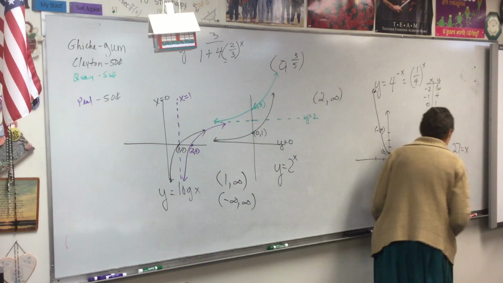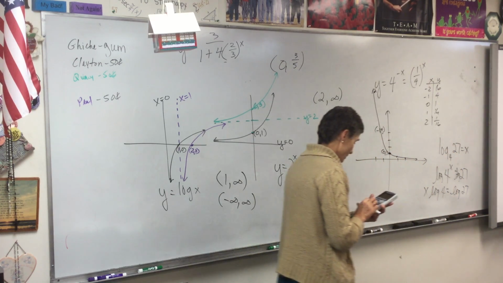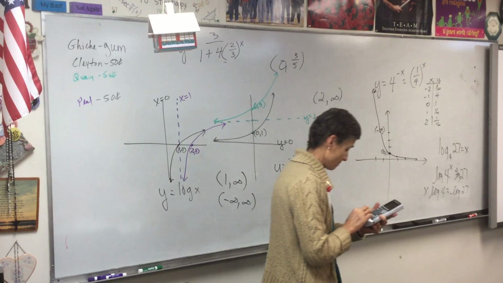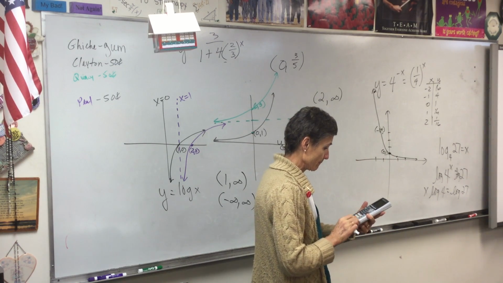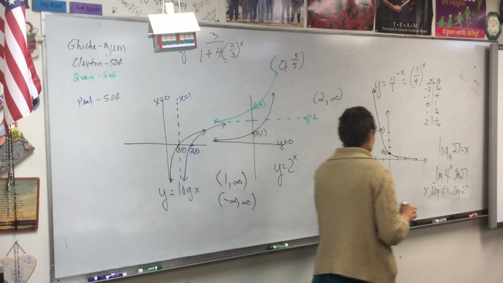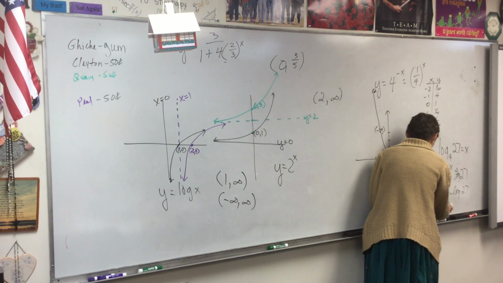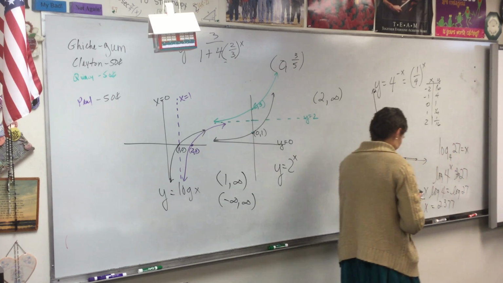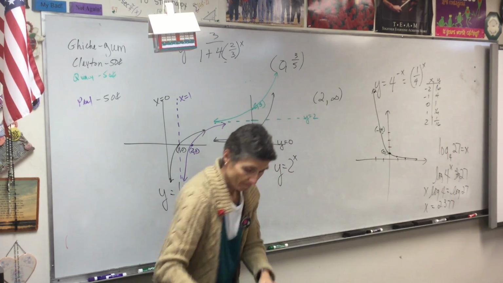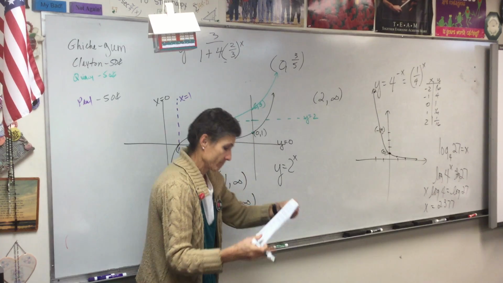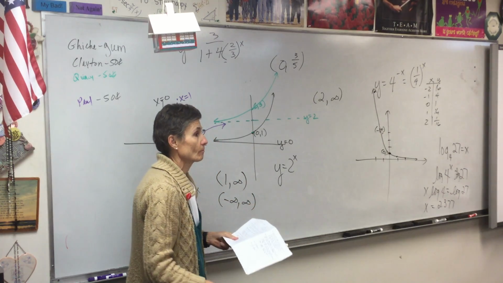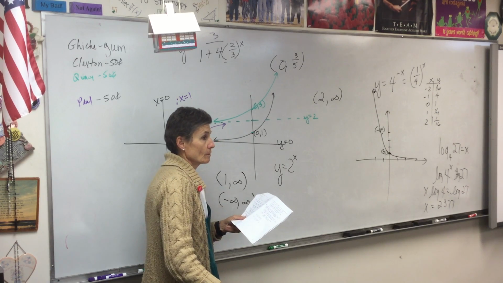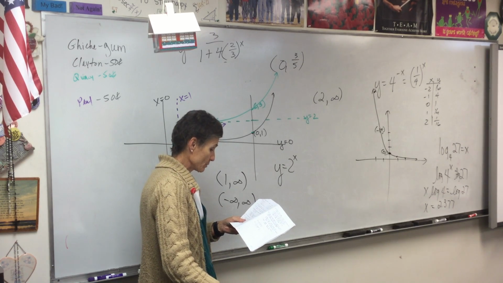So what are you going to end up typing into your calculator? Log 27 divided by log 4. So you should get x equal to about 2.377. Right? All right, here we go, number 6.